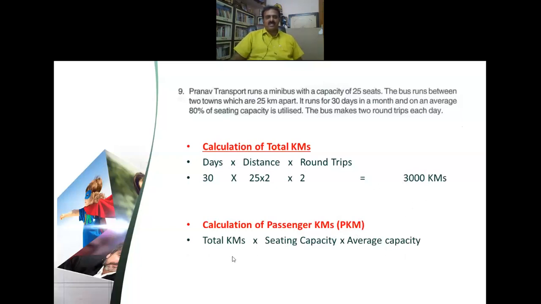So 3,000 kilometers is the total kilometers multiplied by the seating capacity of the bus, 25 seats, therefore multiplied by 25, and this bus is running with only 80% capacity. That means to say, not full capacity, around 20% is empty. So all seats are not filled, the bus has travelled 20% empty. So only 80% seating capacity is utilized. Therefore, 3,000 into 25 into 80% comes to 60,000 passenger kilometers. So this is the first working note to be calculated.